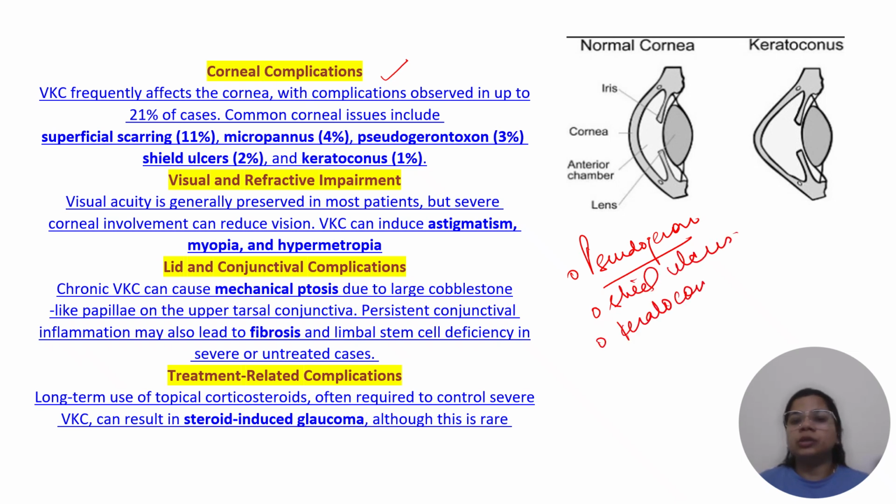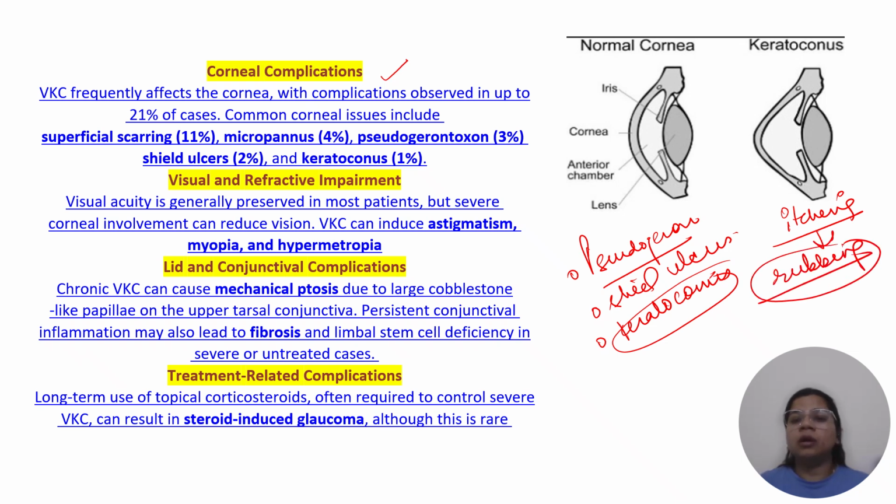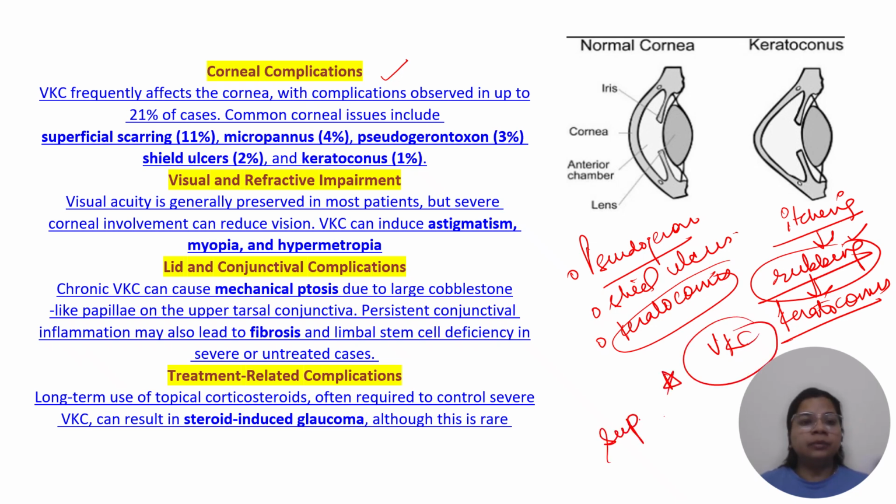Third is keratoconus. So how does keratoconus happen? Due to constant itching, the patient has a habit of constantly rubbing his eyes, due to which there is development of keratoconus. The most important cause of keratoconus is vernal keratoconjunctivitis. Apart from that, it causes superficial scarring and it also forms micropannus.